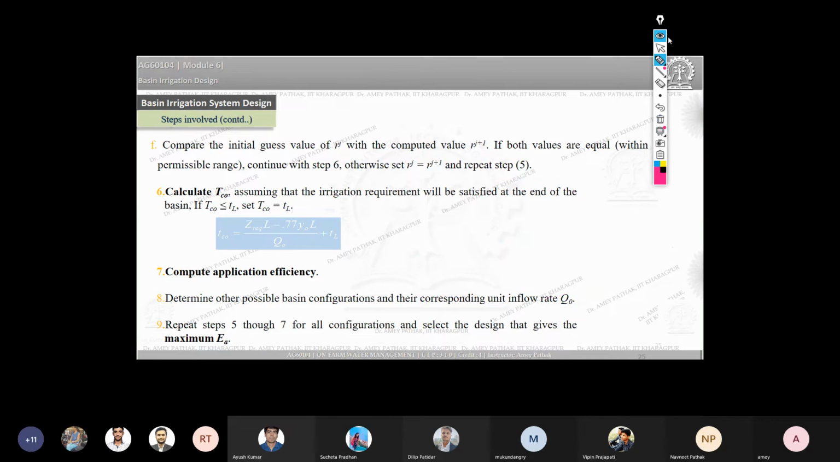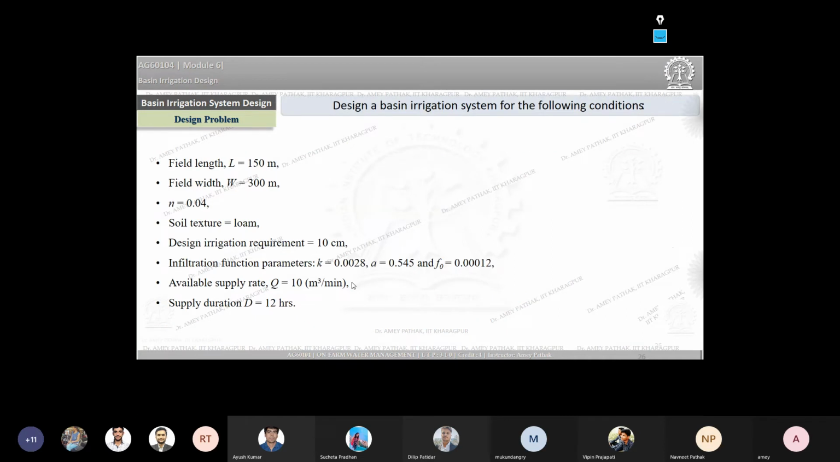Okay. Now, whichever combination is giving the highest application efficiency, that combination we have to select. Okay. Now let's see one example. In this example, what is given to us?